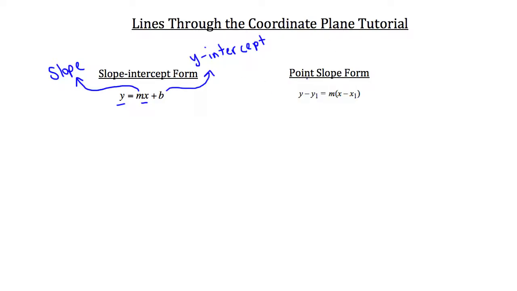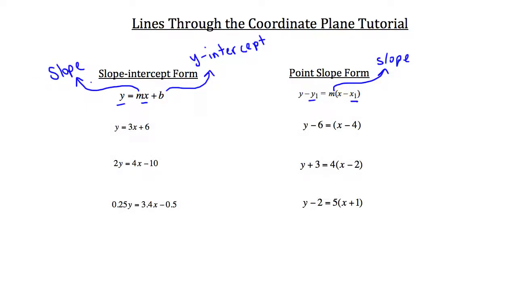The second form is point-slope form, and its equation is y minus y1 is equal to m times x minus x1. Now, when we write equations of lines using the point-slope form, we use m for the slope again, and the y1 and x1 are just the x and y coordinates of any point along that line. The x and y by themselves, we just leave alone in point-slope form, and I'll show you some examples right now. Let's first go back to slope-intercept form and we'll take a look at the examples.